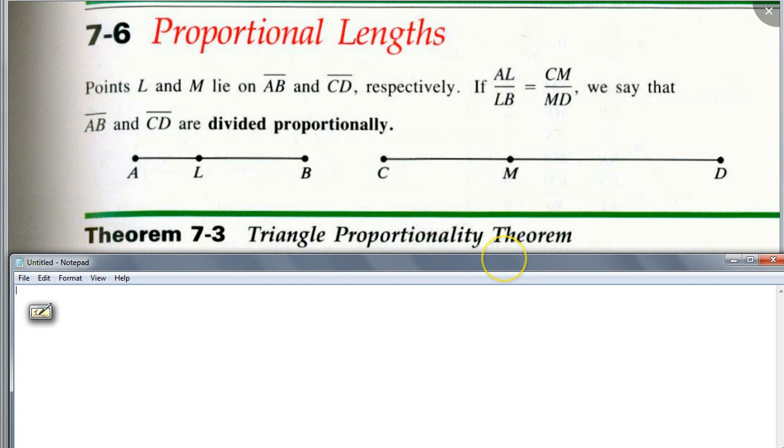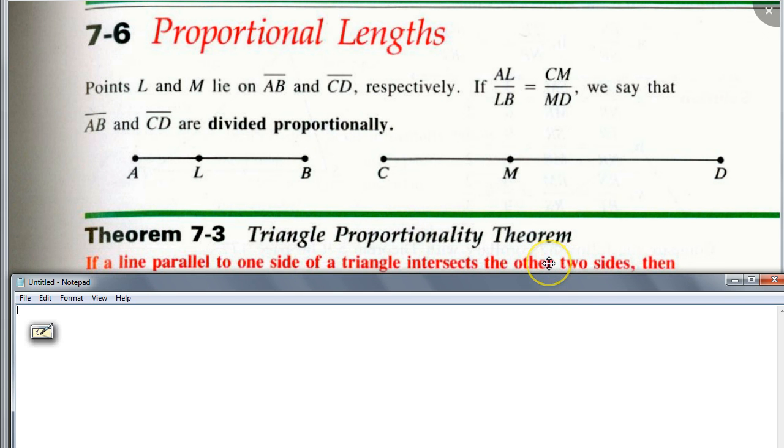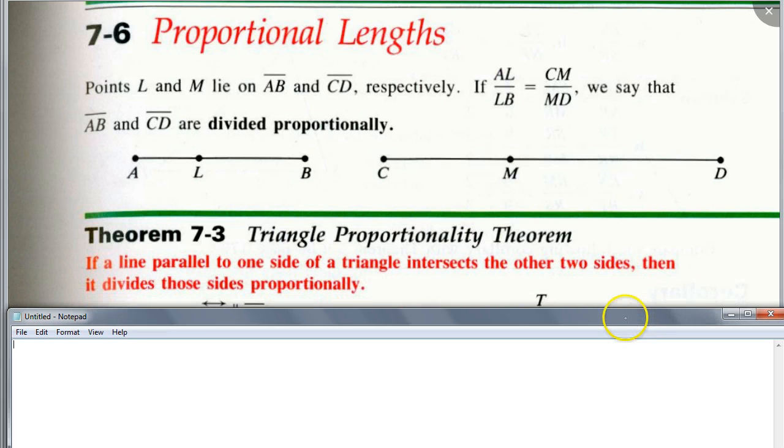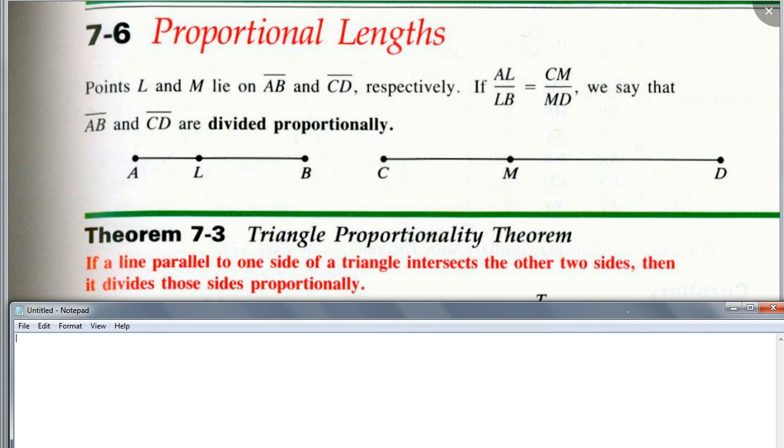we could say this. Oh, okay, so this theorem has a name, triangle proportionality theorem. And as I mentioned before, it's going to use the definition. It says this: if a line parallel to one side of a triangle intersects the other two sides, then it divides those sides proportionally. So there is that definition. It divides the sides proportionally. And here's a picture.